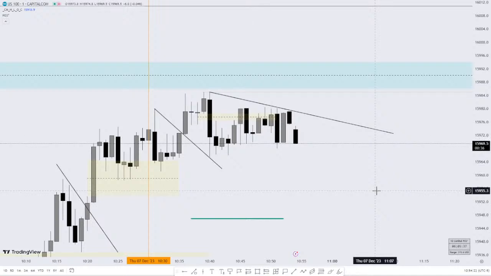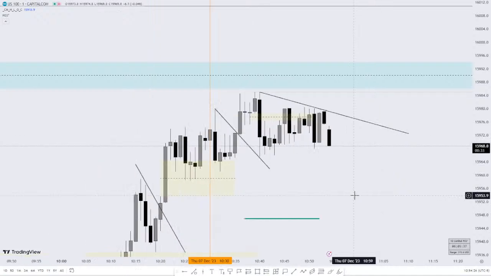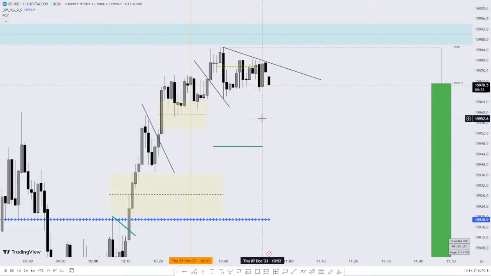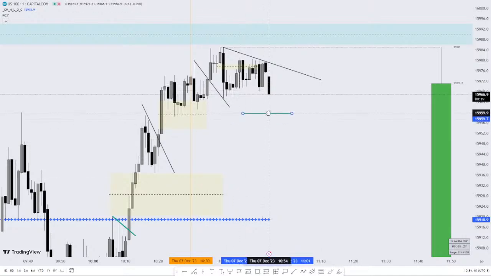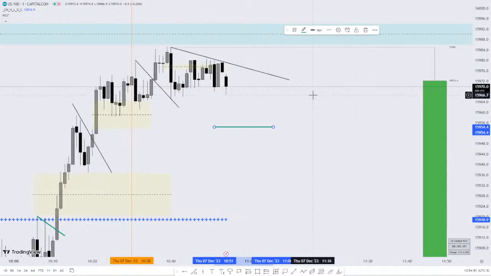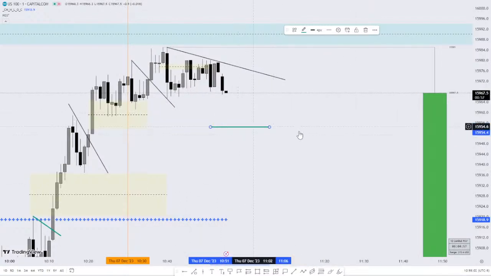Can do this day in and day out. Even after the evening session, I'm watching it, giving call outs. So the standard deviation, 15954, 954. This is a gauge. This is not an entry, nothing. This is just a gauge.